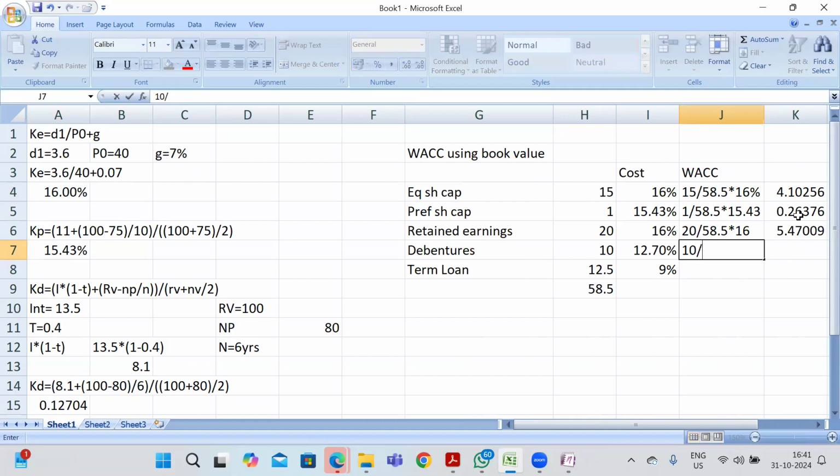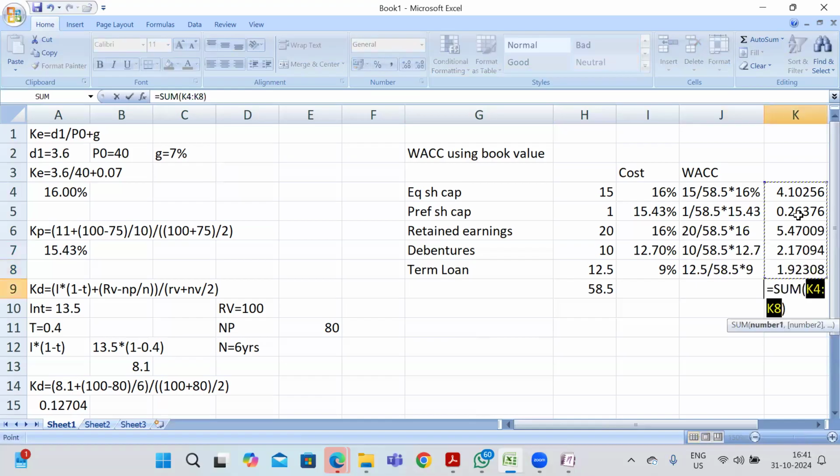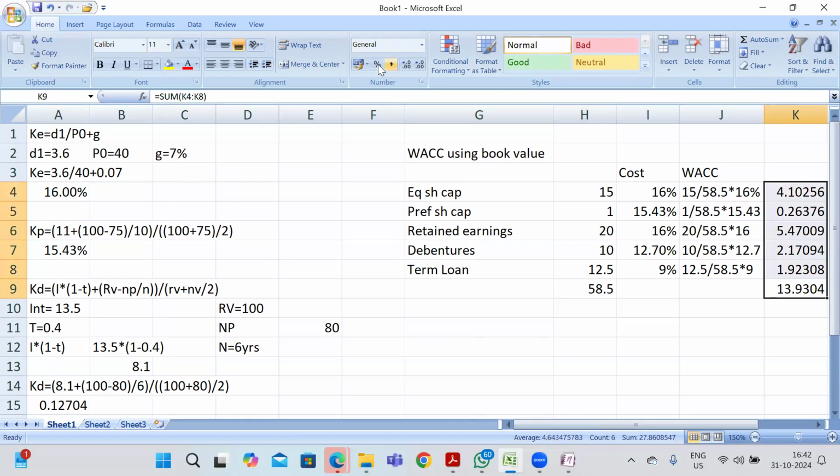So 10 divided by 58.5 into 12.7. So 2.17 here, 12.5 divided by 58.5 into 9. So 1.92. So total it will be 13.93 percentage. So WACC is 13.93 percentage.